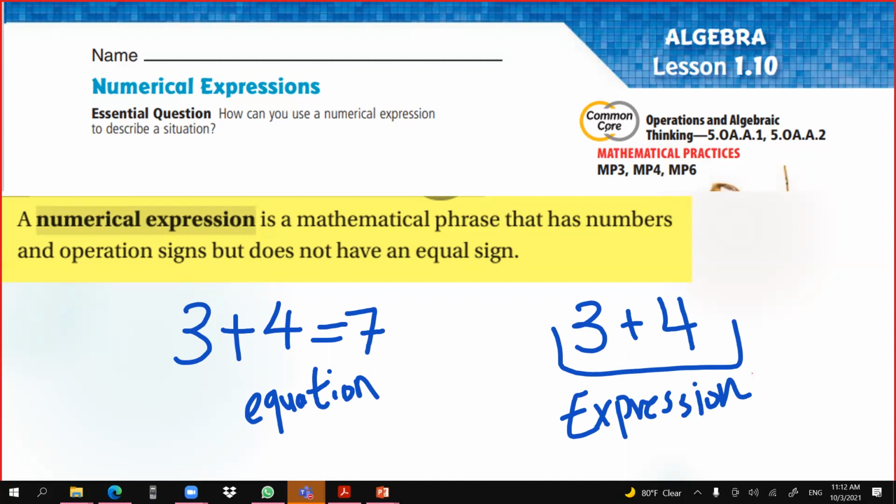So an expression is a phrase that has numbers and operation signs. Numbers like 3 and 4, operation signs like plus, minus, multiply, and divide, but it doesn't have an equal sign. This is the definition of the expression.